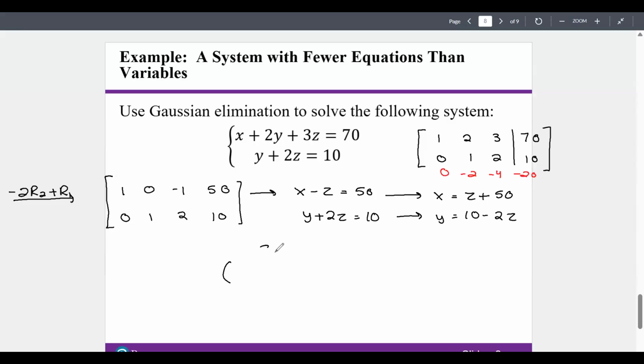So my solution, like I said, is all going to be dependent on z. We said x is z plus 50. We said y is 10 minus 2z, and z is just z. We don't know what it's going to be. And once again, like I said, this is going to generate a line of equations.